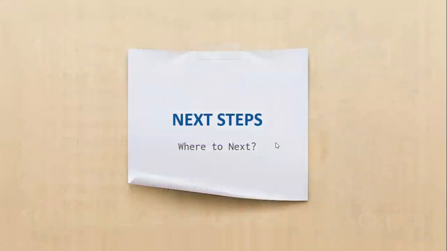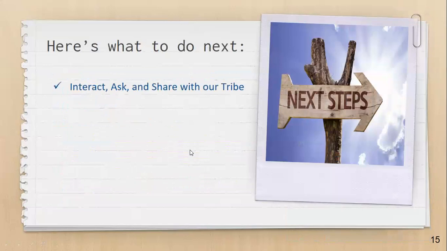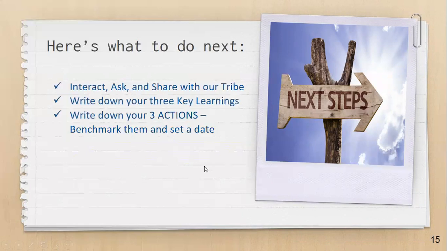So next steps, where to next? Ask, interact, and share with the tribe. You already know that. So head on over to the Write Now community. Let them know what you've learnt. If you've got any questions that have come up, that's the place to go. Write down your 3 key learnings. So I trust that as we've gone through this, you've taken down your 3 key learnings. Write down your 3 actions. Now, with your 3 actions, benchmark them and set a date. So how will you know you've achieved that action, and when do you plan on doing it by?